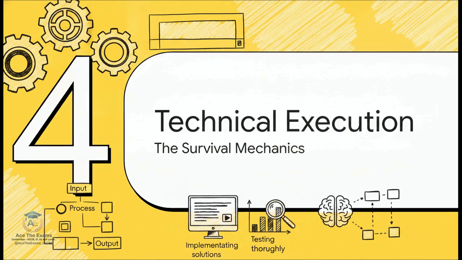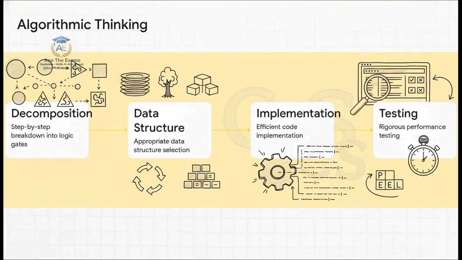Okay, let's jump into Section 4, the Technical Execution Framework. These are the survival mechanics you need to deploy. True algorithmic thinking requires strict, uncompromising adherence to these 4 steps. First up, step-by-step decomposition. You have to break the massive, terrifying problem into manageable logic gates. Don't try to swallow the elephant whole.